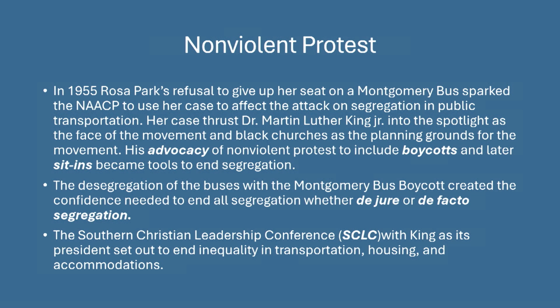Her case thrust Dr. Martin Luther King Jr. into the spotlight as the face of the movement, and black churches as the planting grounds for the movement. His advocacy of nonviolent protest, to include boycotts and later sit-ins, became tools to end segregation. The desegregation of the buses within the Montgomery bus boycott created the confidence needed to end all segregation, whether de jure or de facto. De jure segregation is segregation based on the law, and de facto segregation is segregation based on circumstance. The Southern Christian Leadership Conference, with King as its president, set out to end inequality in transportation, housing, and accommodations.